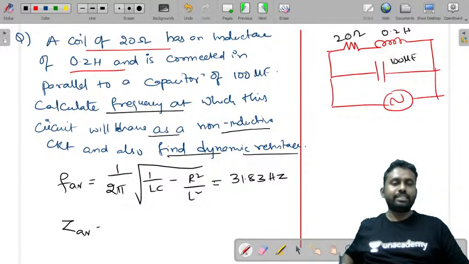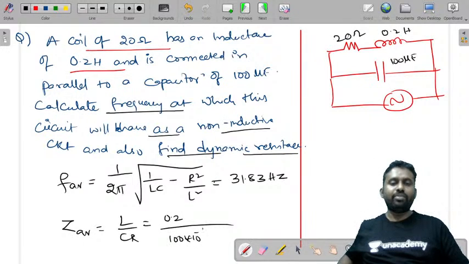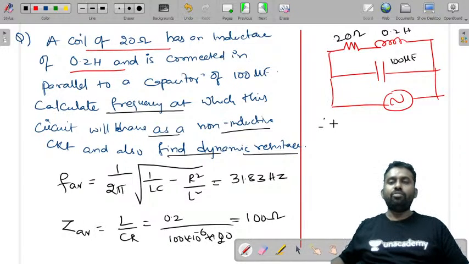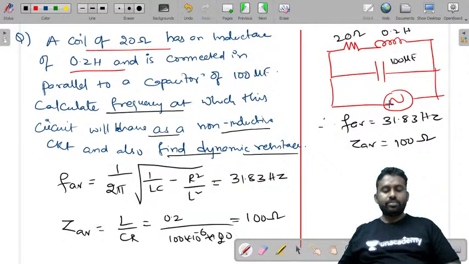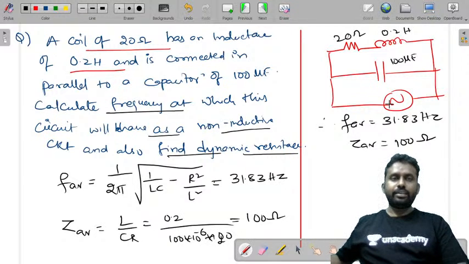The other thing asked is the dynamic resistance. What is dynamic resistance? Z is equal to L by CR. Substitute L as 0.2, C as 100 into 10 power minus 6, and R as 20. If you substitute this, you will get 100 ohms. Therefore, F naught is equal to 31.83 Hertz and Z is equal to 100 ohms. So this is one question that was asked in university exams once, on parallel circuits.